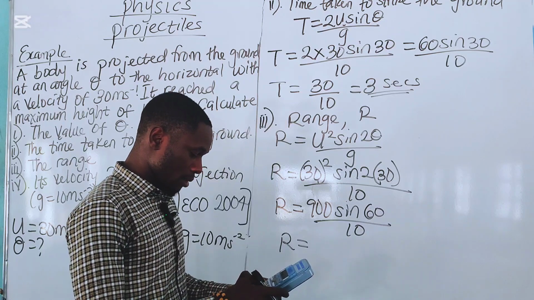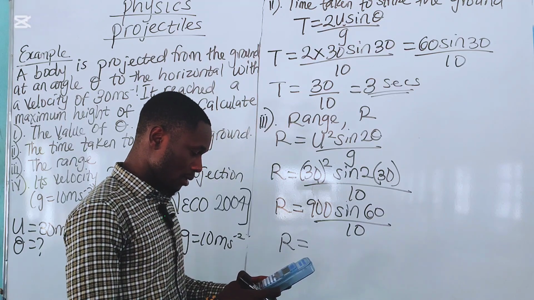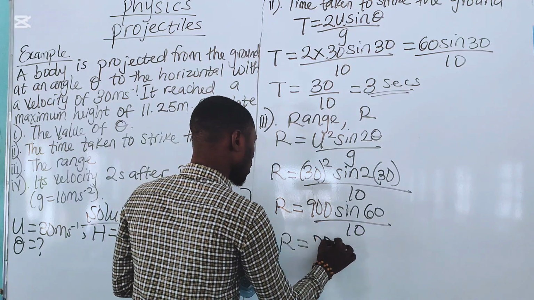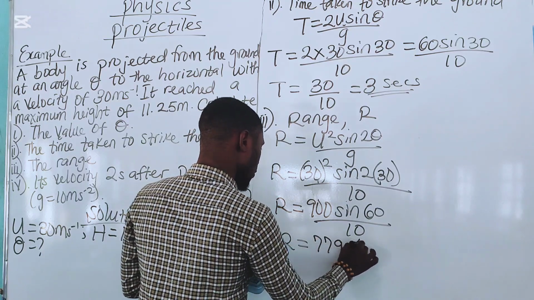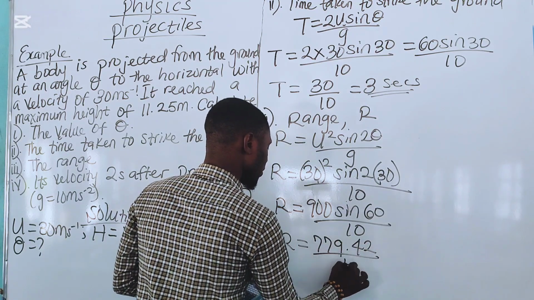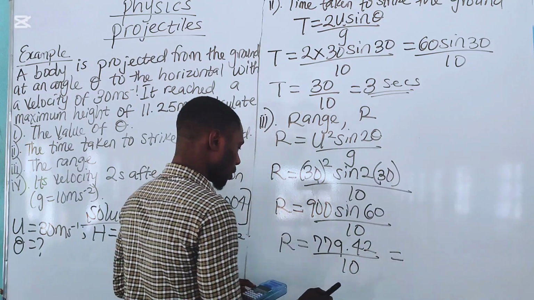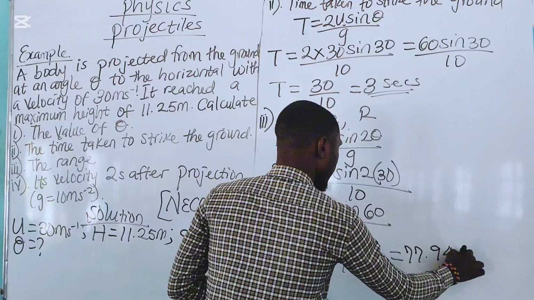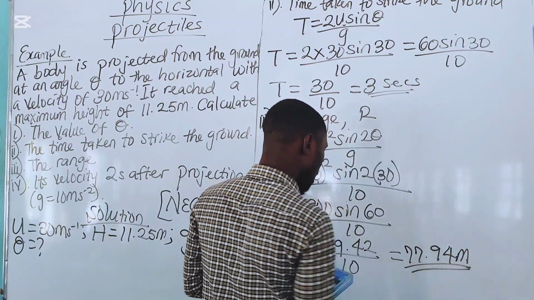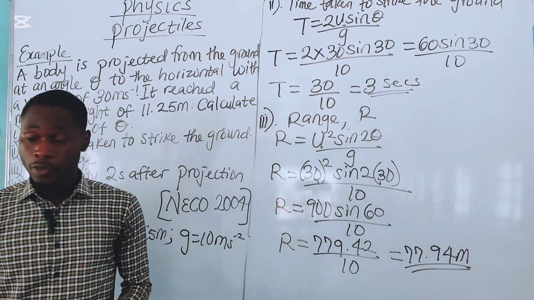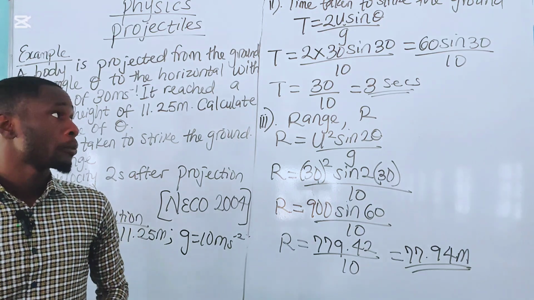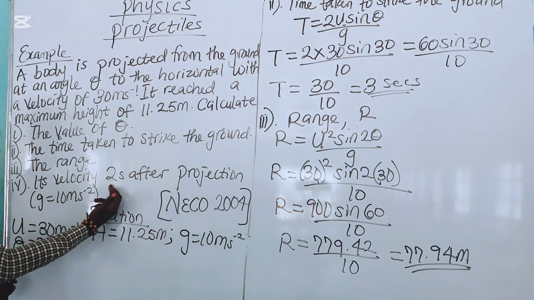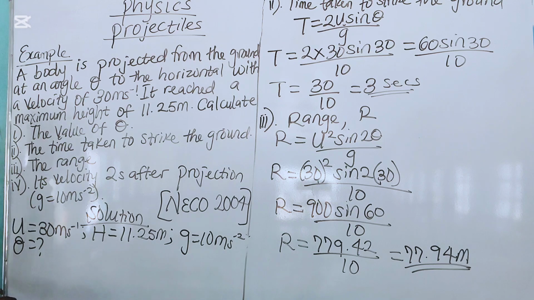900 times sine 60, that is equal to 779.42. So divided by 10, that will give us 77.94 meters. So that gives us the range of the projectile. So the last thing we're asked to find is its velocity 2 seconds after projection.